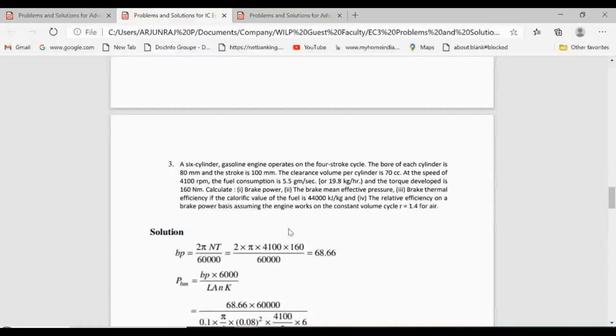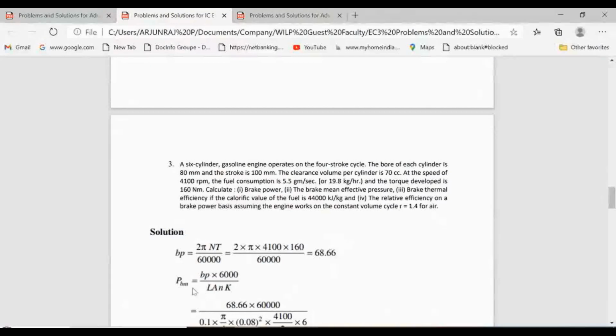So you know the brake power. Okay, so I'll just go with the direct formula: 2 pi N T by 60,000. 2 pi N, where N is 4100, into torque. What is the torque value? They have given the torque developed as 160 Newton meter, and when you do this, you get a value in terms of kilowatt. Even the unit is very important. So you need to write 68.66 kilowatt.